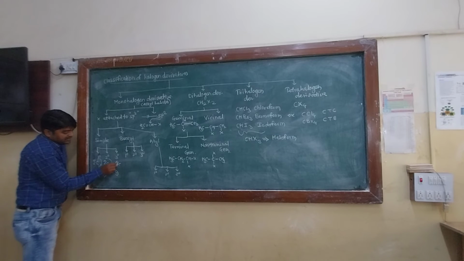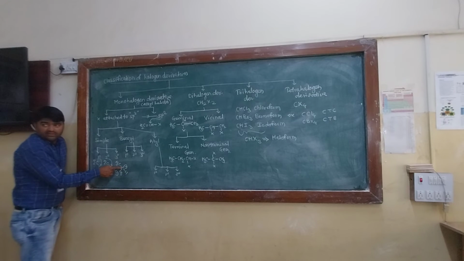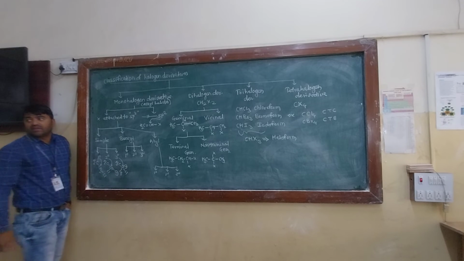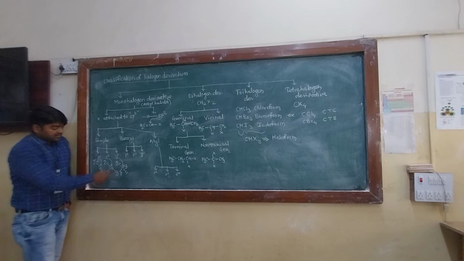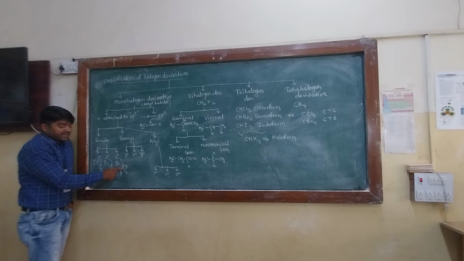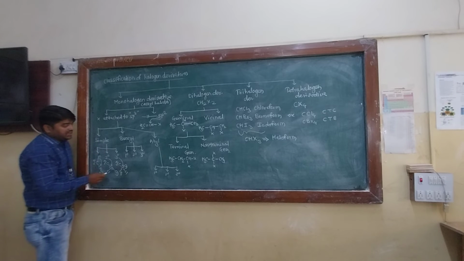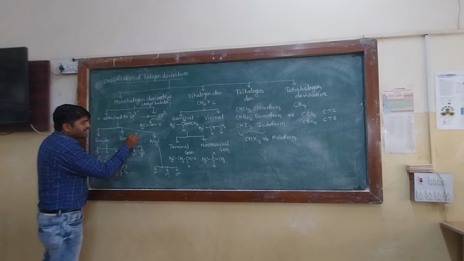Then (CH3)3C-Cl, the carbon with CH3, CH3, CH3 and Cl. It is the tertiary. This carbon atom is tertiary. Why tertiary? Because it is attached to three other carbon atoms. The halogen bearing carbon atom is attached to three other carbon atoms, so it is the tertiary simple monohalogen derivative.